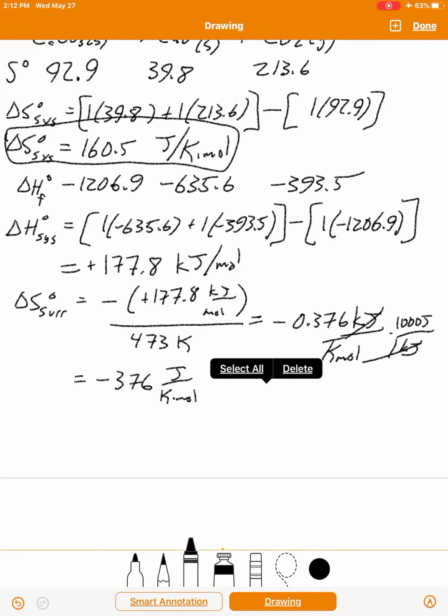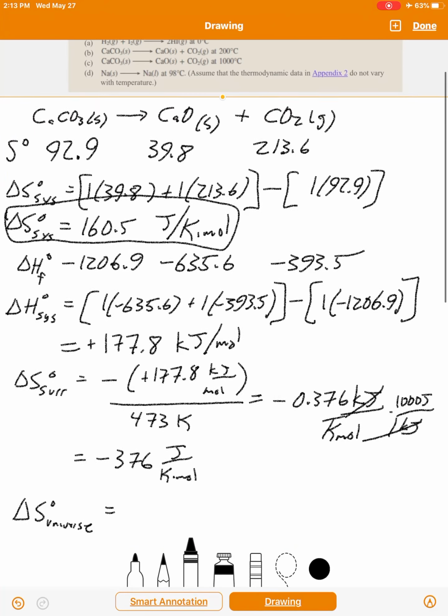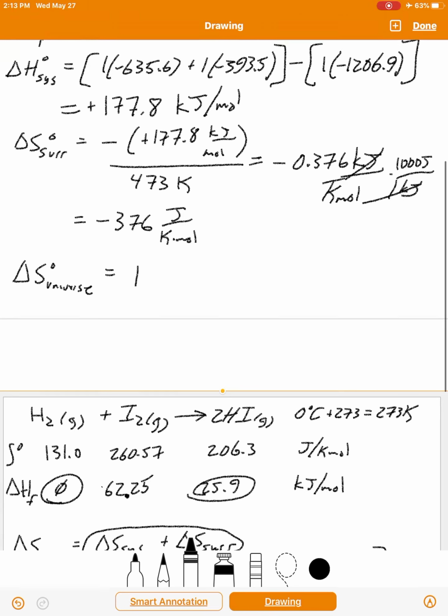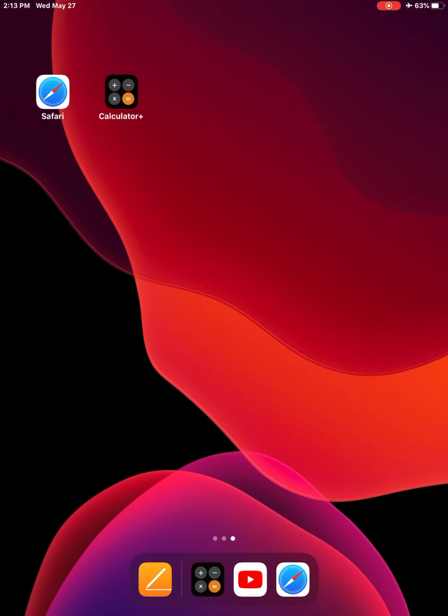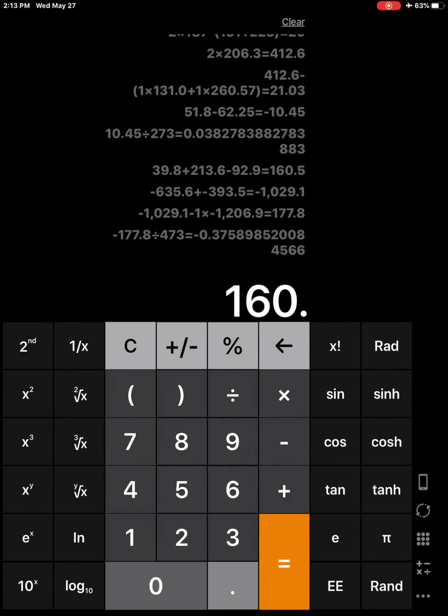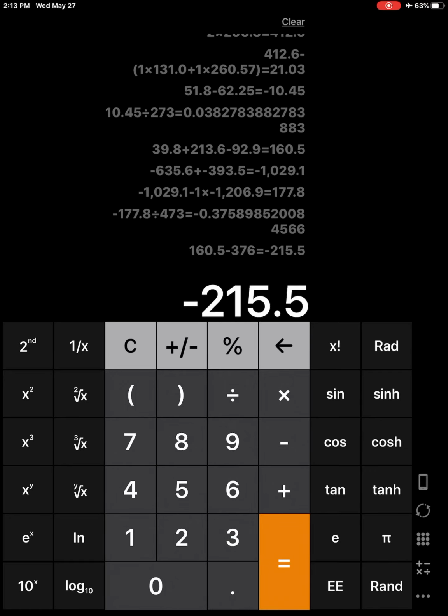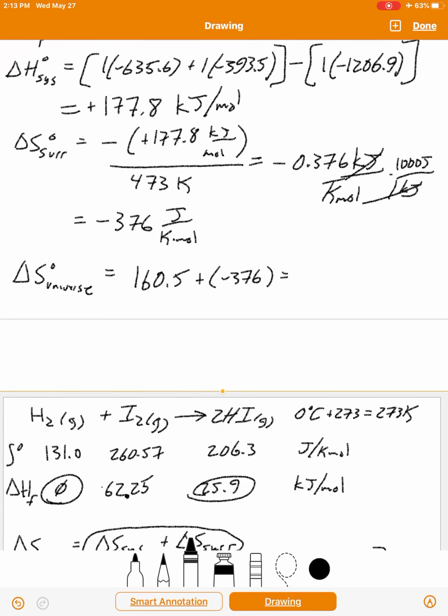So now delta S of the universe is the sum. So let's do the system. The system was 160.5 plus a negative 376. Okay, so what would that be? That would be negative 215.5. Let's check it. 160.5 minus 376. Negative 215.5. And that would be joules per kmol.